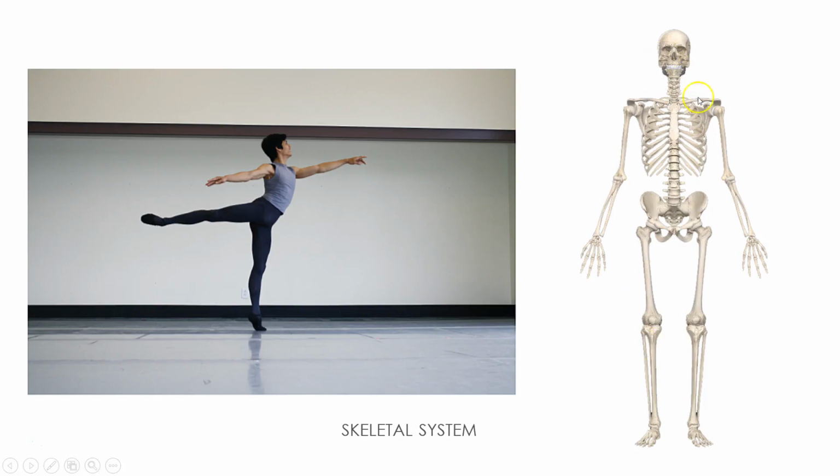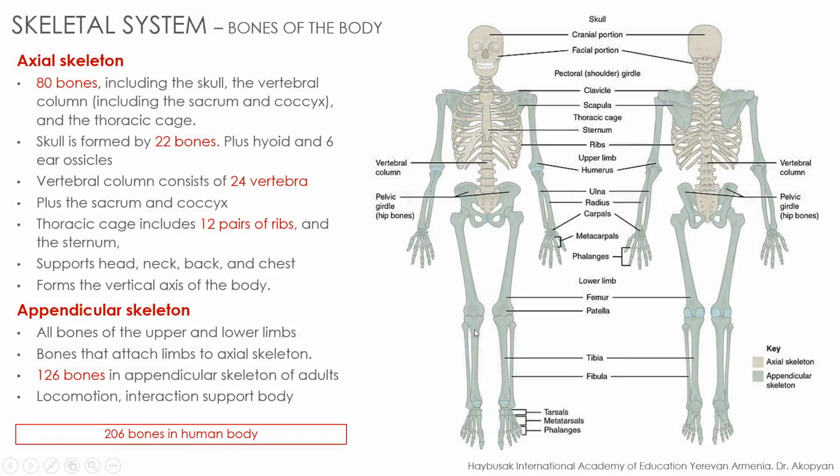The human skeletal system serves a great many functions in the body. It provides support, articulation, and locomotion for the entire body and various portions. The skeletal system is formed by two independent systems, the axial skeleton and the appendicular skeleton. The axial skeleton serves to support the head, the neck, the back, and the chest. It also forms the axial or vertical axis for the human body.